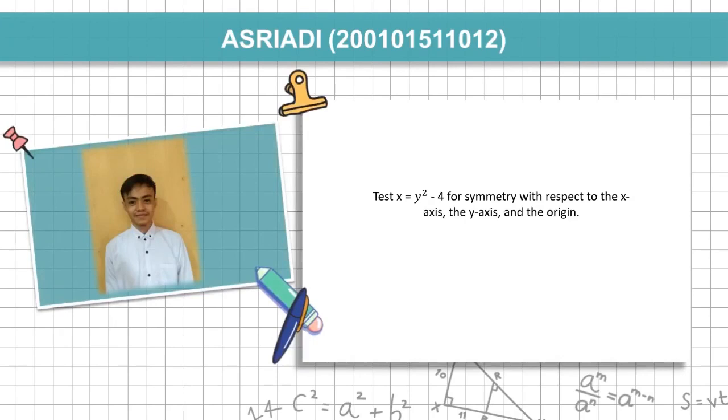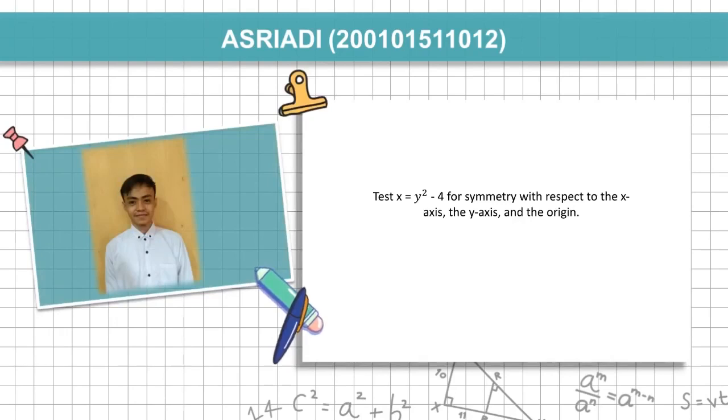Bismillahirrahmanirrahim. Thank you very much for the opportunity given to me. My name is Asriadi, and I will explain an example of a problem about symmetry. Test x equals y squared minus 4 for symmetry with respect to the x-axis, y-axis, and the origin.